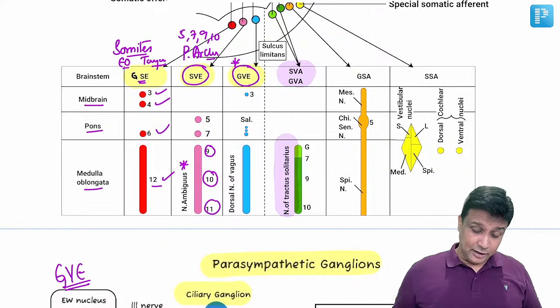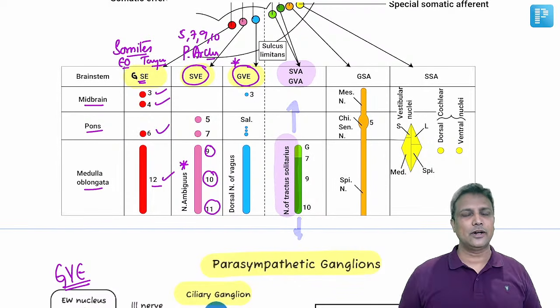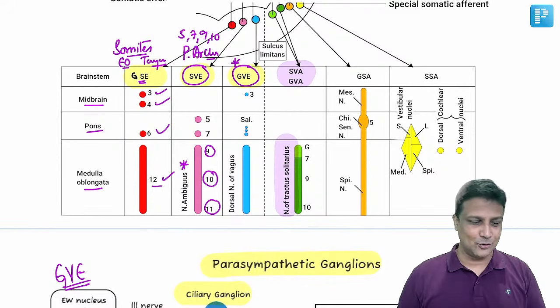Why is the name given like that? Because you can see in this column, there is no nucleus above this one, there is no nucleus below this one. It is just a solitary nucleus, nucleus of tractus solitarius.